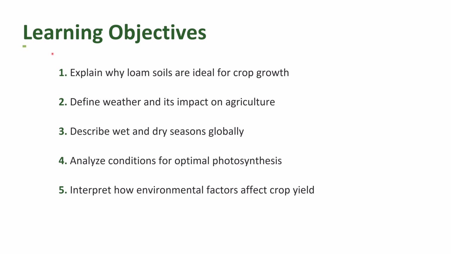So today's learning objectives are: explain why loam soils are ideal for crop growth, define weather and its impacts on agriculture, describe wet and dry seasons globally, analyze conditions for optimal photosynthesis, and interpret how environmental factors affect crop yield. All these five objectives we are going to learn today in this lesson.